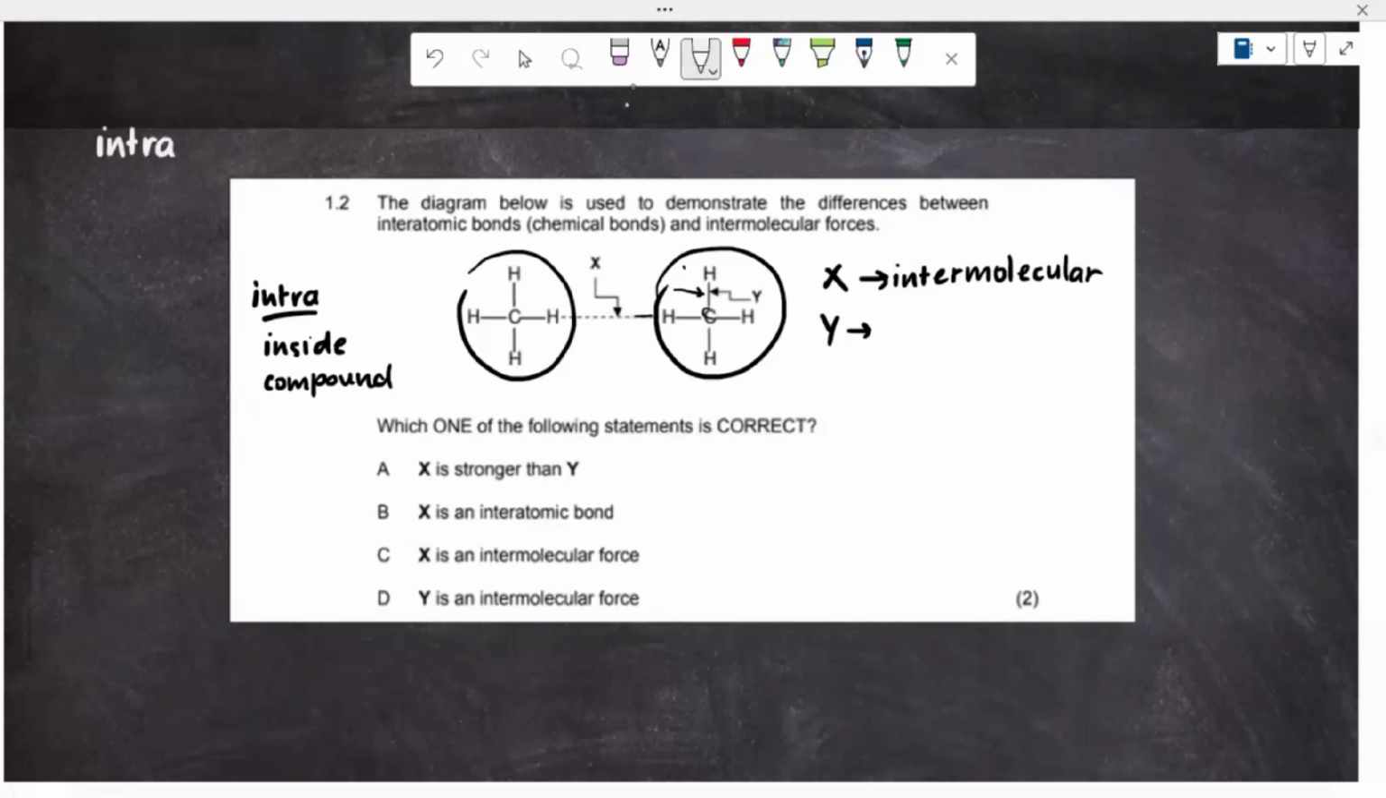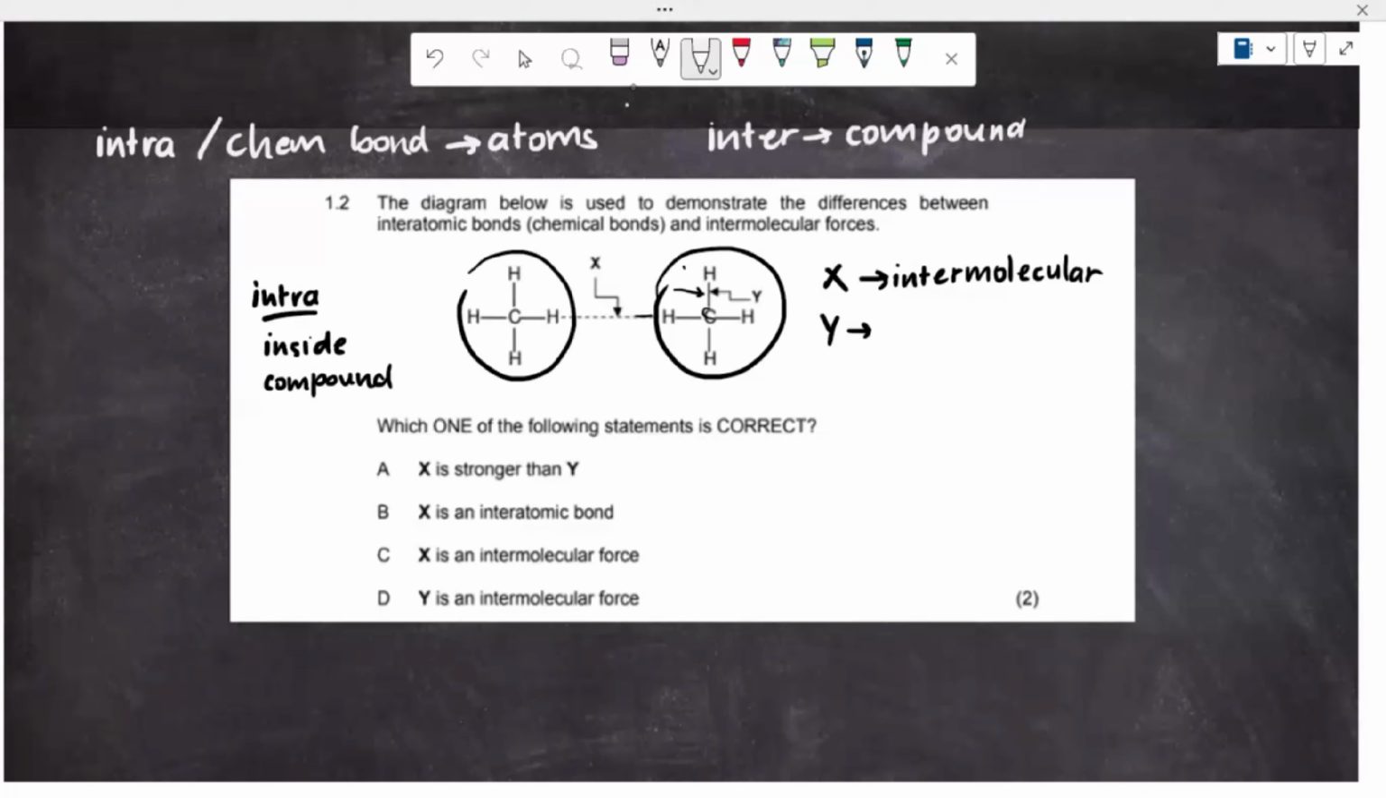Intra, or your chemical bonds, are typically between atoms. So if you see Y here, you can see it's between hydrogen and carbon, right? Whereas your inter are between compounds. So here you could see it's between these hydrogens, right? But if you look deeper, this entire thing is a compound and this entire thing is a compound. And now this is a force between the compounds, meaning that it's inter.